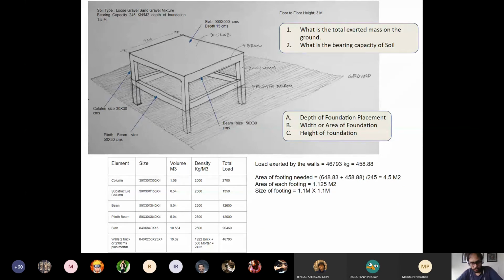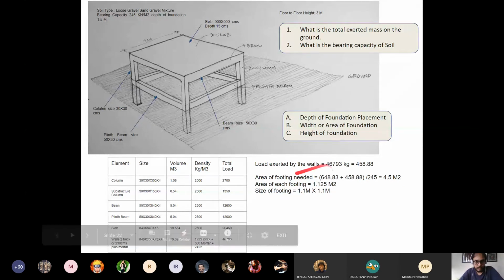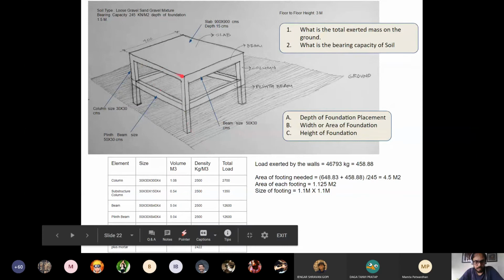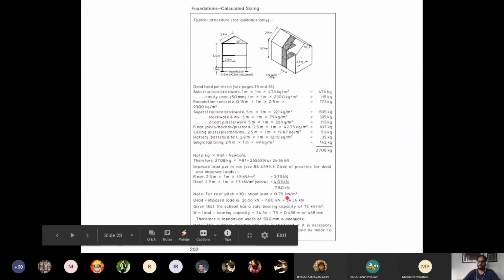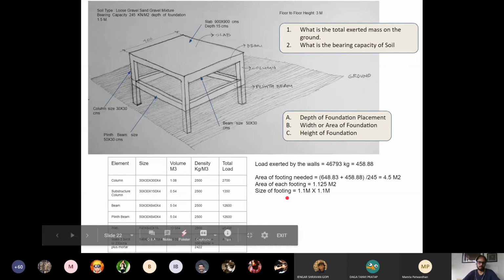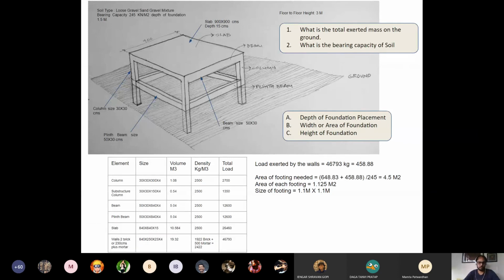To this, now I have added, assuming that each of these are infilled with brick walls. Sorry. Pointer doesn't disappear, is it? I can't read what I've written. Okay, so I've put a 2 brick wall. It's an external wall, 200 centimeter thick, plus its mortar.